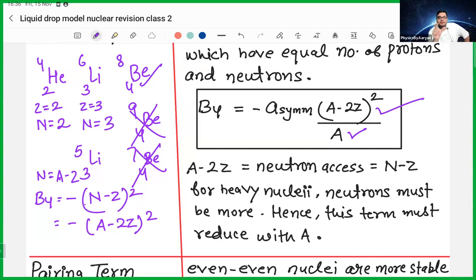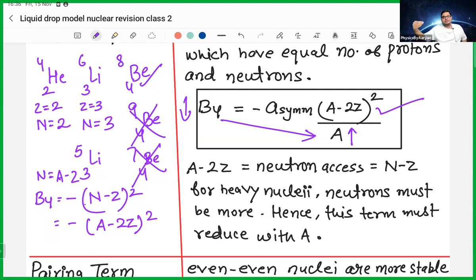So that is why asymmetry is okay for heavier nuclei, but asymmetry is not okay for lighter nuclei. That is why you see this term is inversely proportional to A, which basically means that if A is very large, then this term will almost go to 0, or it will decrease significantly. The reason is that for the heavier nuclei, asymmetry is okay. That is why this asymmetry term, the B4 term, should decrease for the heavier nuclei, because for heavier nuclei, asymmetry is desired.